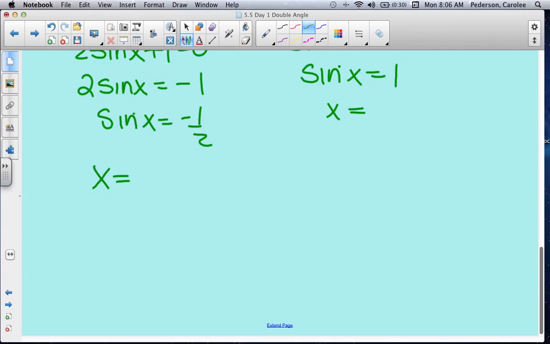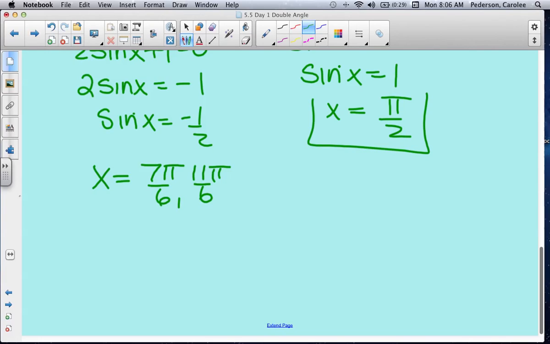So where on the unit circle does the sine of x equal negative 1/2? Well, that is 7 pi over 6 and 11 pi over 6. Then again, in the first revolution, when does the sine of x equal 1? Well, that is at pi over 2. So here are our 3 solutions to this question.